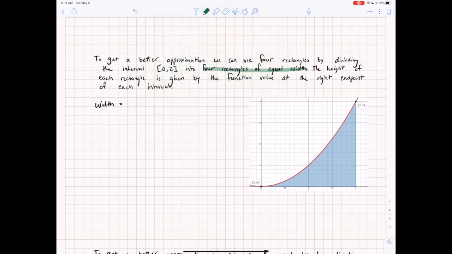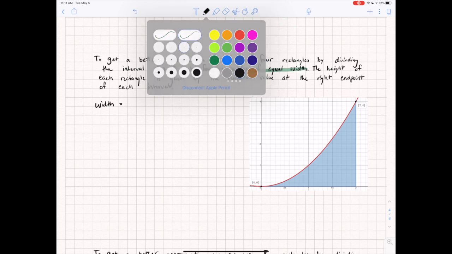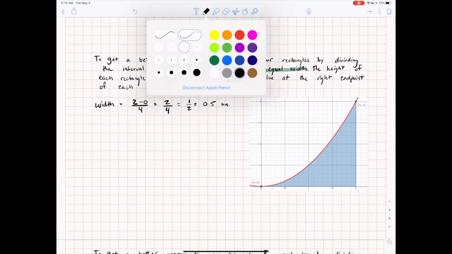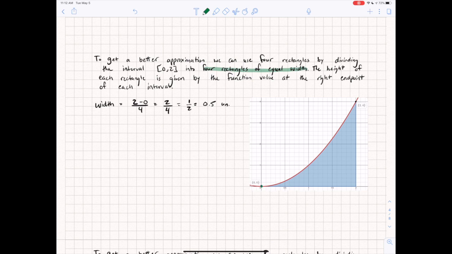All right, and so the width, I would go through. My overall interval was 2 minus 0. And this time I'm going to break this up into 4 equal pieces. So I'm going to divide by 4. So 2 divided by 4 is 1/2, or 0.5. So this is the width of each rectangle. So I can come now to my graph, and let's break it up into 4 equal strips. So starting at 0, the first strip would end at 0.5. The next strip would end at 1. The next strip would end at 1.5, and then 2.